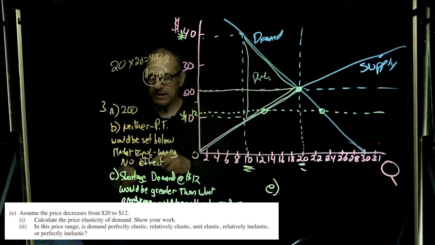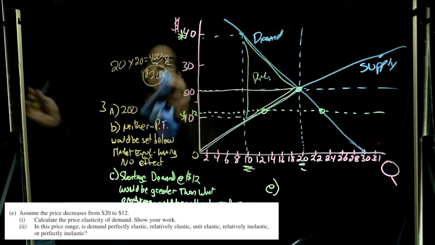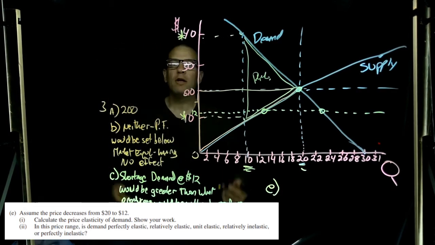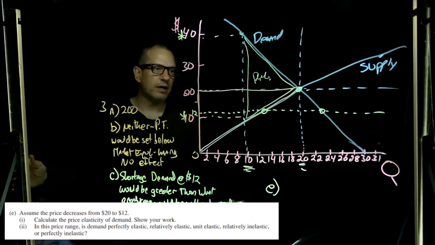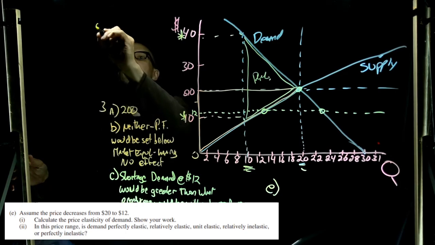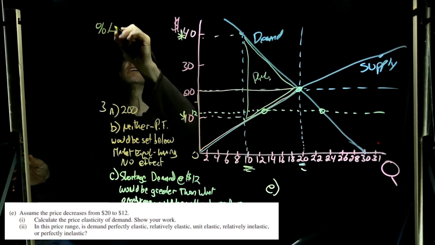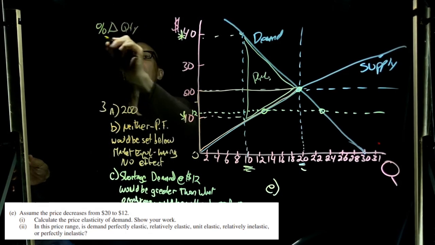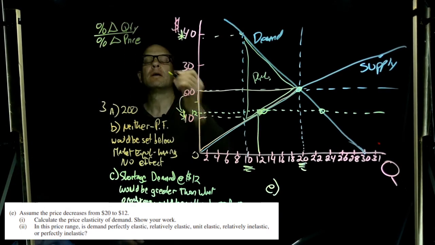For E, it says assume the price decreases from $20 down to $12. Okay, so we have a price decrease of $20 to $12. So what we need to understand is elasticity of demand. And to figure that out, we want to take the percentage change in quantity over the percentage change in price.